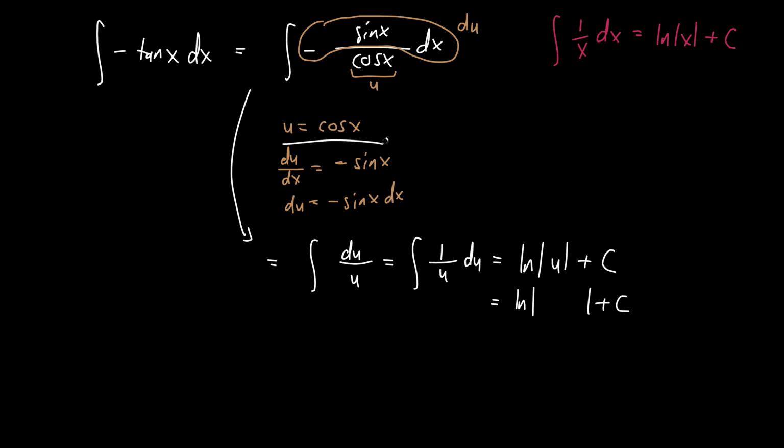So you need to make sure you go back to the original variable that we had. We know that u was cosine of x. So plugging that in, we get natural log absolute value cosine of x plus c. That would be the integral of negative tangent of x.